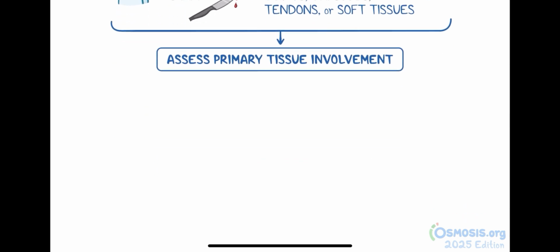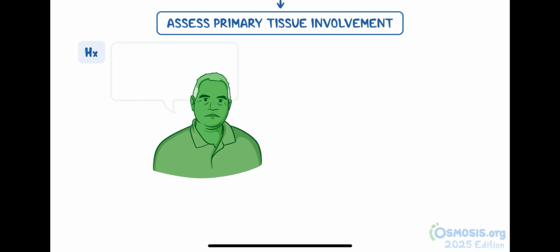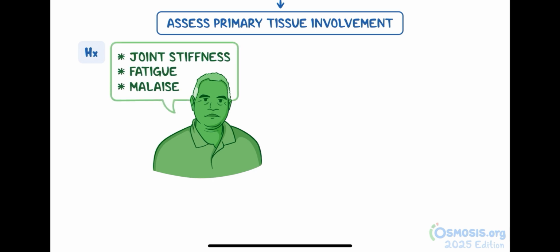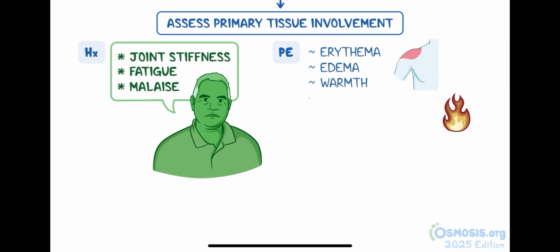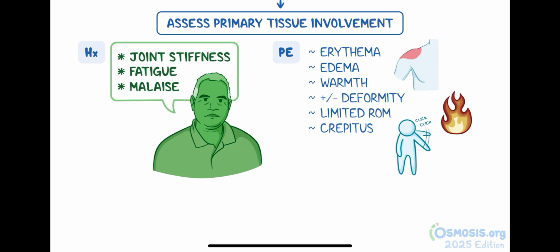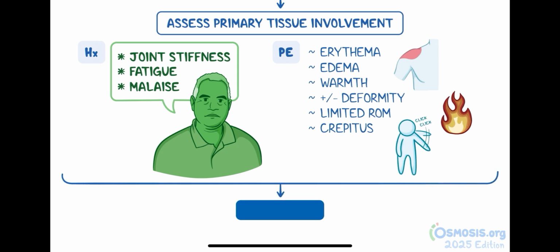First, let's discuss arthralgia. These patients may have a history of joint stiffness, fatigue, or malaise. Examination may show joint erythema, edema, and warmth with possible joint deformity, limited range of motion, or crepitus. If this is the case, diagnose arthralgia.